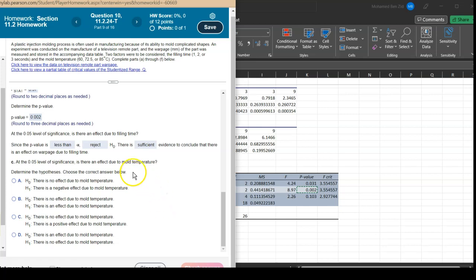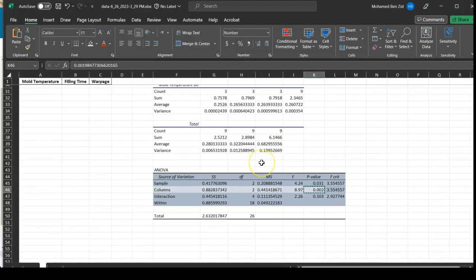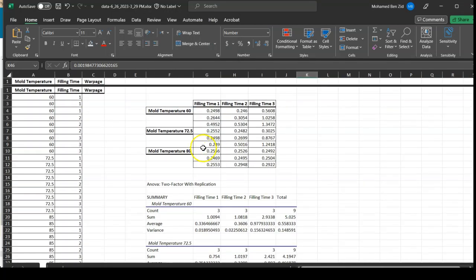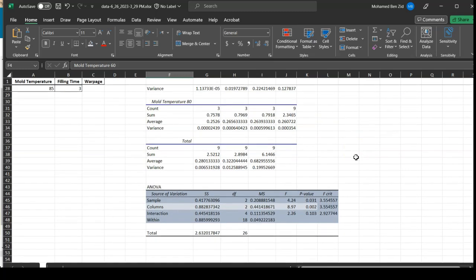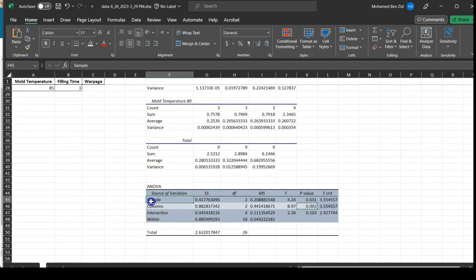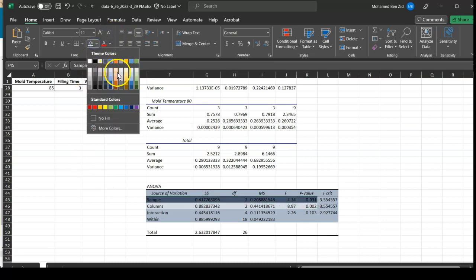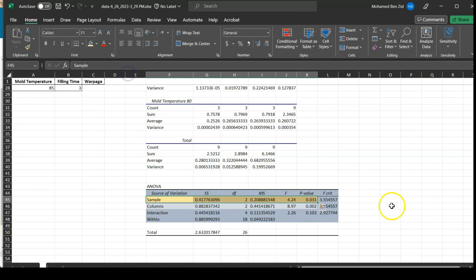We are dealing with the second effect, and this effect is the molding temperature. We can go to our table again. We can see the molding temperature is right here. They are in a row fashion, so the rows are referred to here by sample, and this is the column that you are supposed to look into, right? Okay, and let's go back.